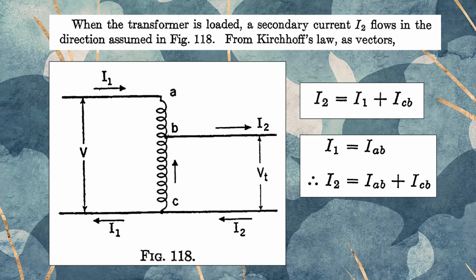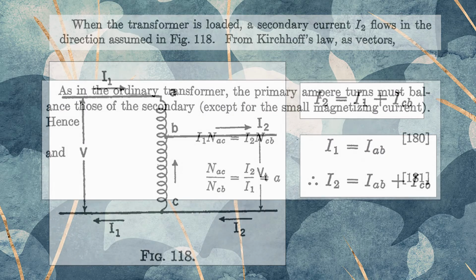Next slide. So, it is said that when the transformer is loaded, a secondary current or the I2 flows in the direction assumed in the figure. So, from Kirchhoff's law, as vectors, I2 is equivalent to I1 plus I sub CB. So, yung I sub CB is yung current from the secondary winding. So, I1 is equal to I sub AB. Therefore, I2 is equal to I sub AB plus I sub CB.